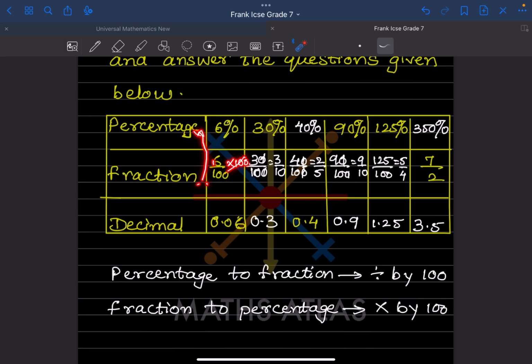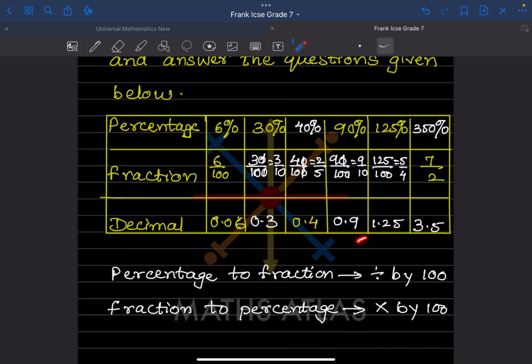So this and this will get cut, and what you get is 6%. Hope you got this. When you come from percentage to fraction, you divide by 100, so 6 becomes 6 by 100. And when we go the opposite way, you multiply by 100, so it becomes 6.